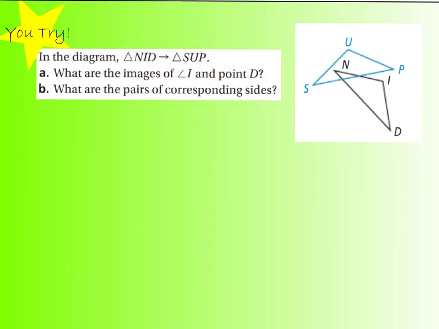So if they say triangle NID is mapped to triangle SUP, it's in a specific order. So N mapped to S, and etc. from there. So you can take a look at either this image or you can just look at this statement right here to answer those two questions.